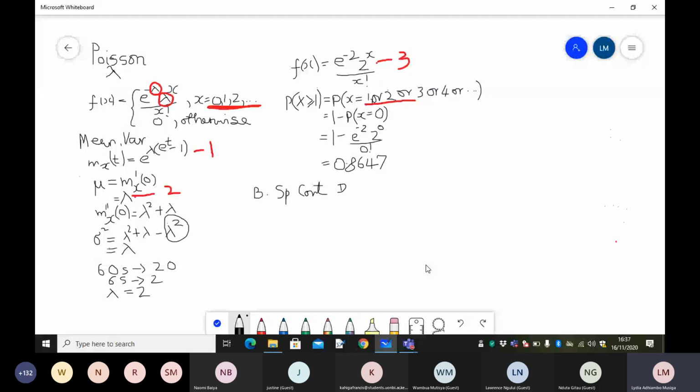So under special continuous probability distributions, the first one we shall look at is the continuous uniform distribution.